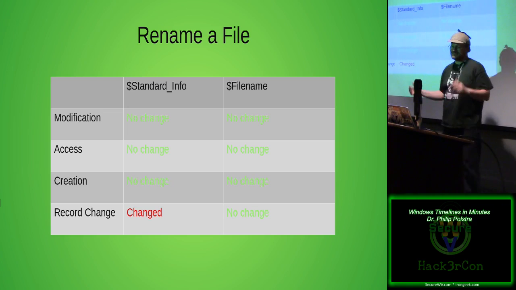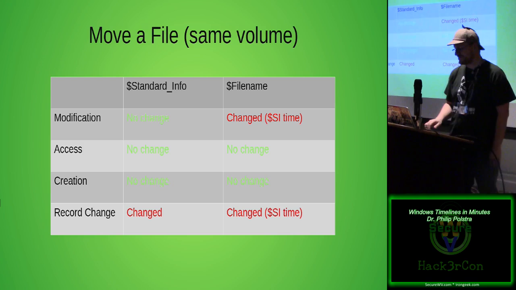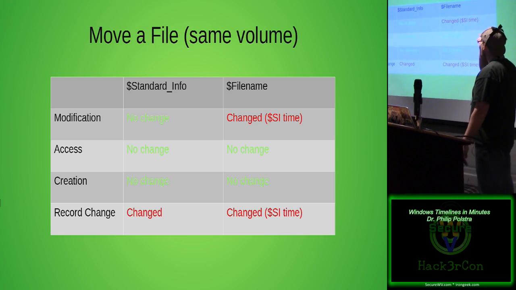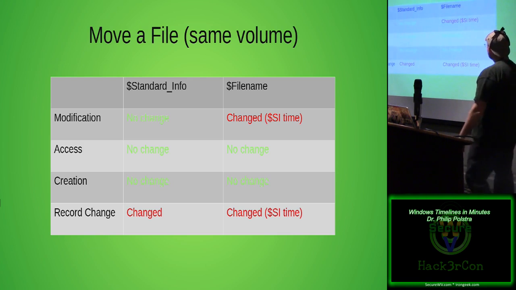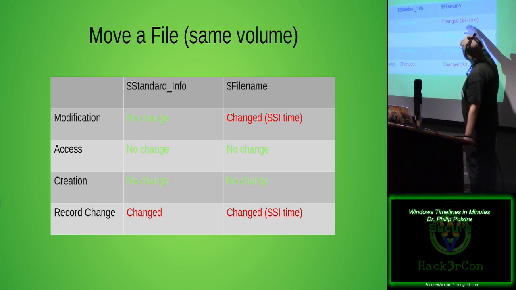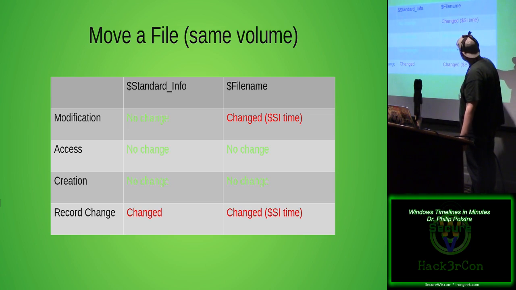If you rename a file, the only thing it changes is the record change time in standard info. It's kind of weird to me that the record change time in the file name, the thing you just changed, that doesn't change. But this one does. Don't know why. It's just the way it is.